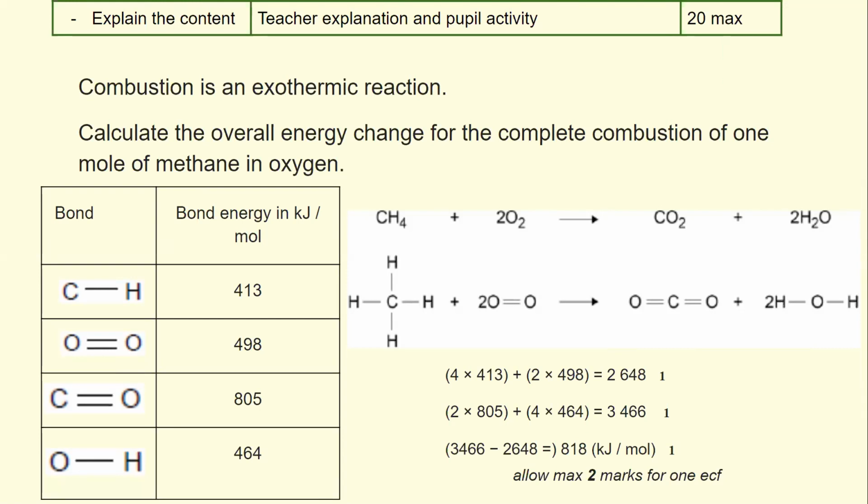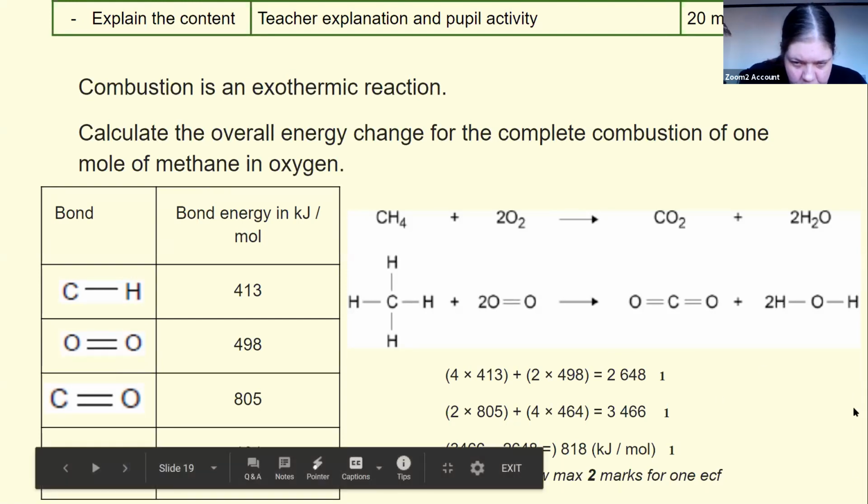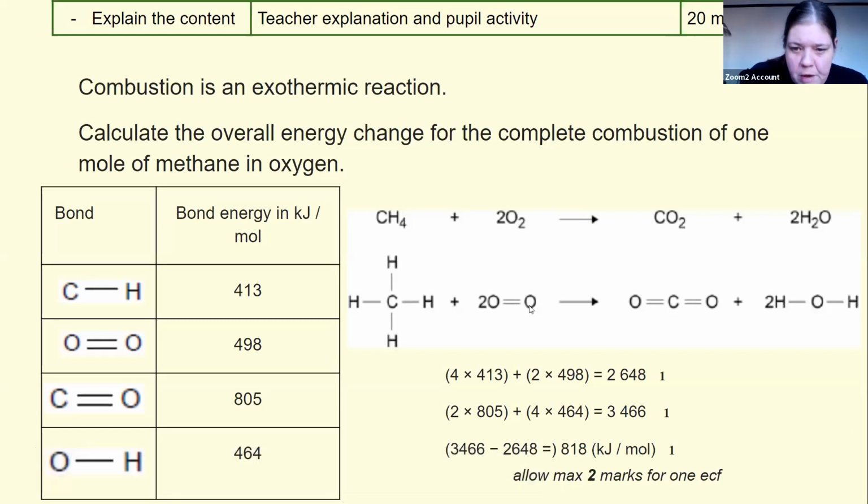We're still getting, why is 2 H2O 464 times 4? Do you want to explain that one more time? Okay, so this bit, the 2 OH one. This one, the water. Why is it 4 OH bonds?